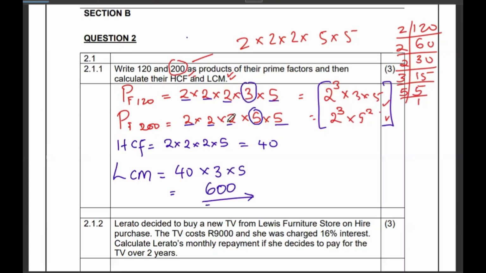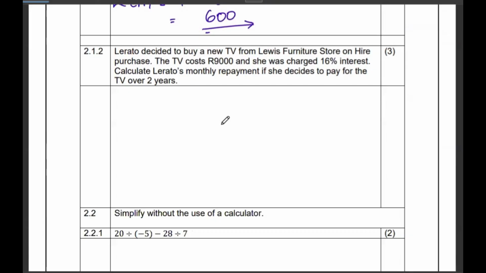All right, so that is 2.1.1. 2.1.2, Lerato decided to buy a new TV from this furniture store on hire purchase. The TV cost 9,000 and she was charged 16% interest. Calculate Lerato's monthly payments if she decides to pay for the TV over 2 years. Now, whenever we're dealing with hire purchase, the type of interest that is used is what we call simple interest. But in this scenario, Lerato is not going to pay any deposit.